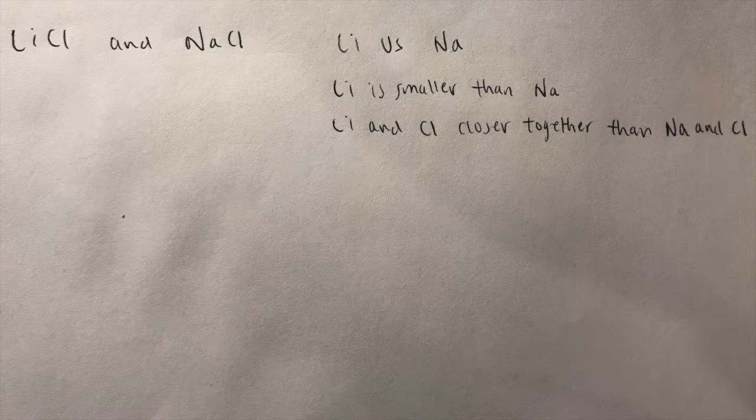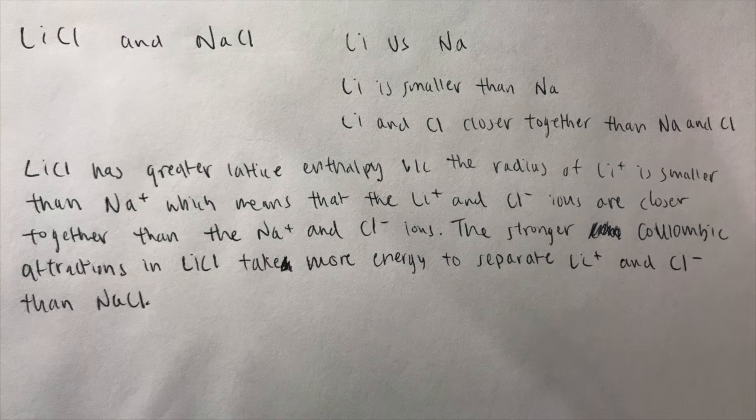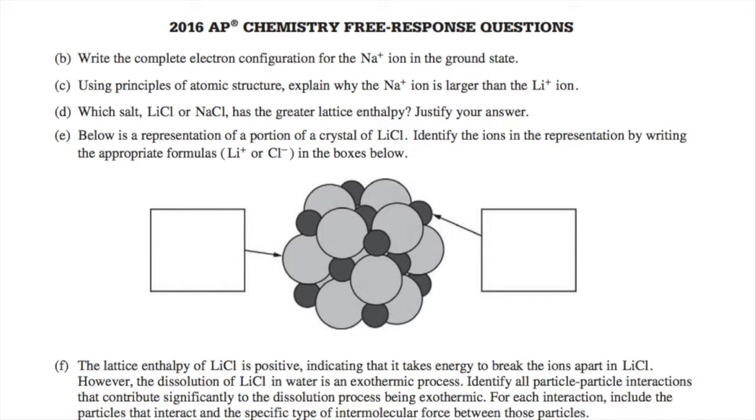to separate them. So the full explanation is that lithium chloride has greater lattice enthalpy because the radius of the Li plus ion is smaller than Na plus, which means that the Li plus and Cl minus ions are closer together than the Na plus and Cl minus ions. The stronger Coulombic attractions in lithium chloride take more energy to separate Li plus and Cl minus than the sodium chloride. Now, letter E is easier.